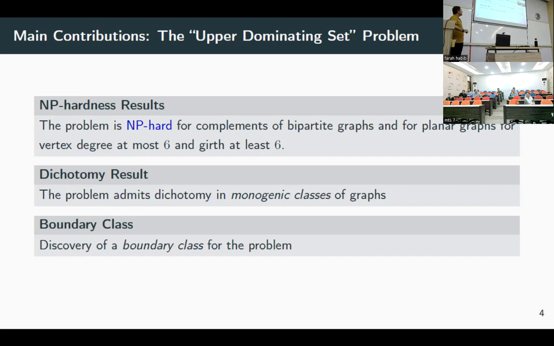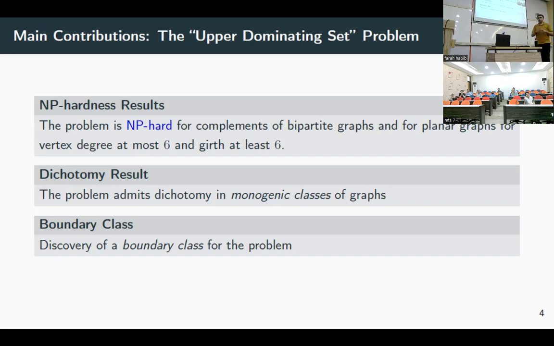The second result: the problem admits a dichotomy in monogenic classes of graphs. So what does it mean? I will explain what a monogenic class is and what we mean by the dichotomy result. As I explained, the upper dominating set problem is NP-hard in general, and it is also polynomial time computable in certain classes of graphs.